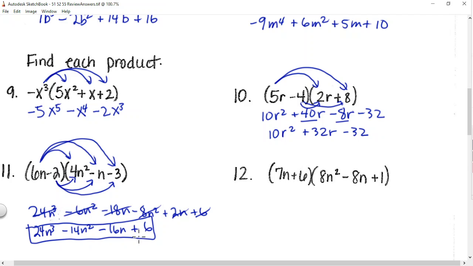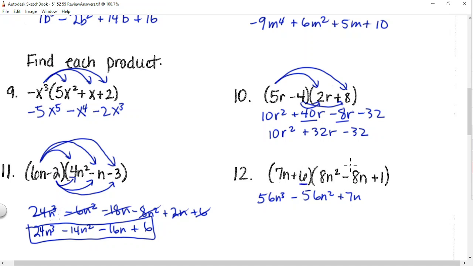Okay, we have 24n cubed minus 14n squared minus 16n plus 6. Okay, the last one is similar. So we're going to take the 7n and we're going to take it times each of the things in that second trinomial. So that's 56n cubed, and then that's minus 56n squared, and then that's plus 7n. Okay, and that's the 7n times everything.